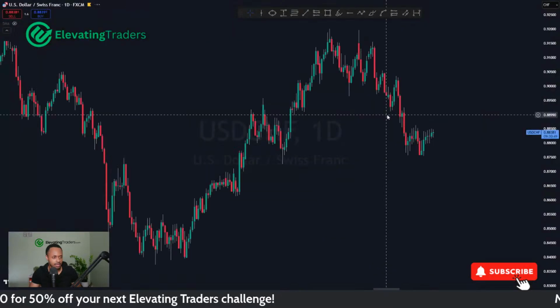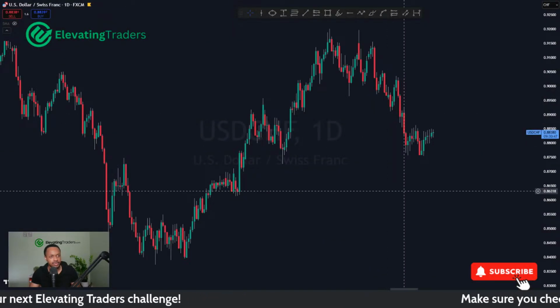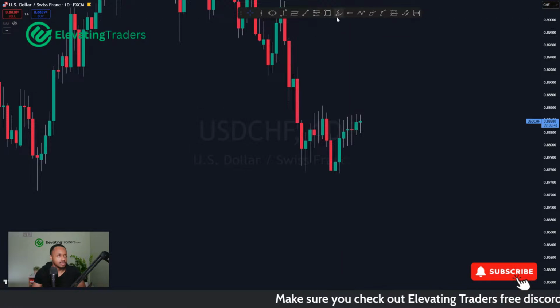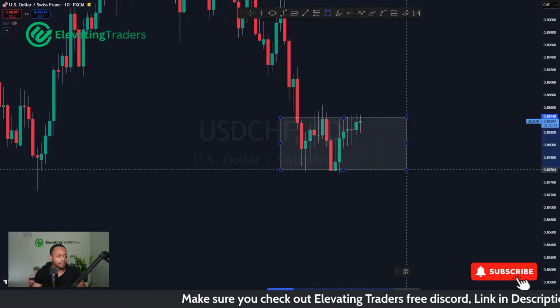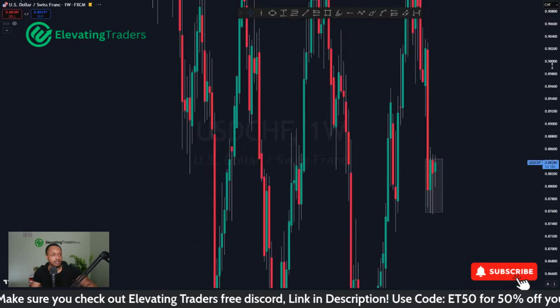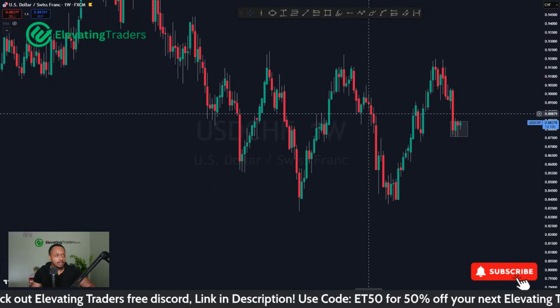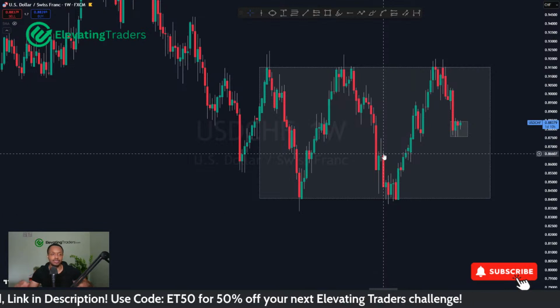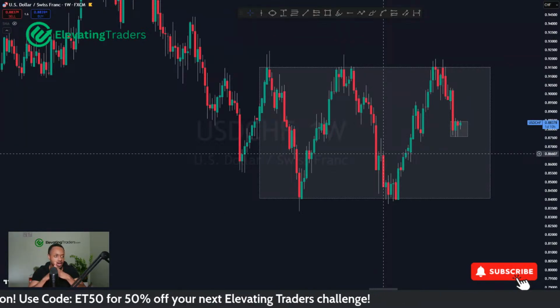I forgot to take a look at dollar CHF as well. And the USD pairs is still consolidating. Dollar CHF has been very, very slow. It's been stuck in this range for a while. And in fairness, it's in a range in the higher time frames too, so it's not the most appealing pair.